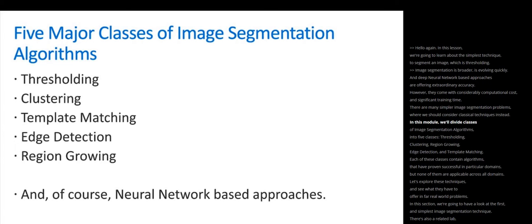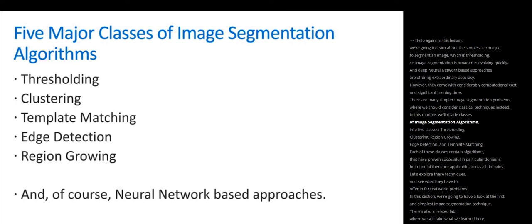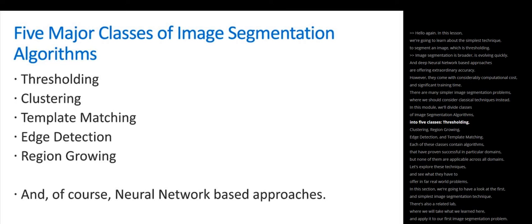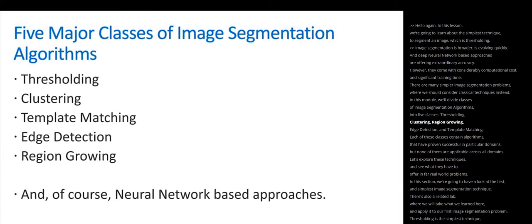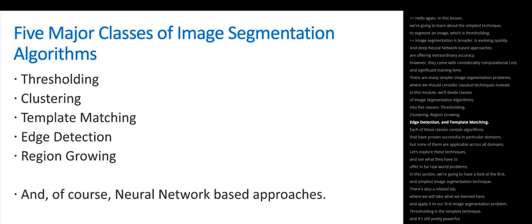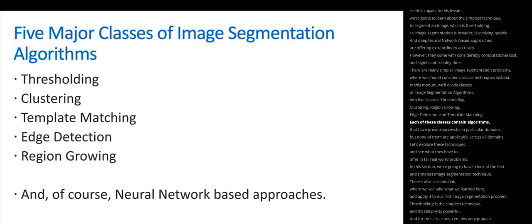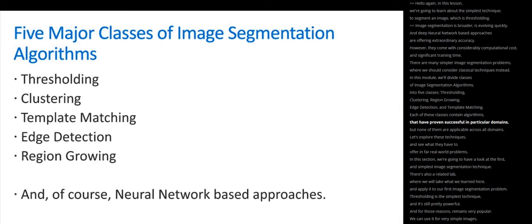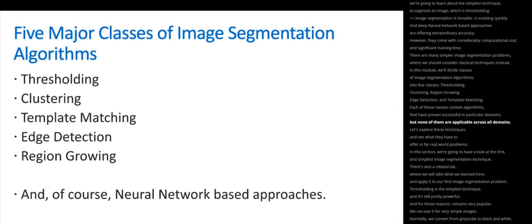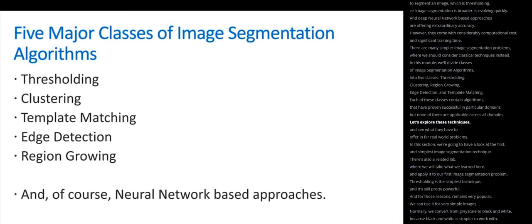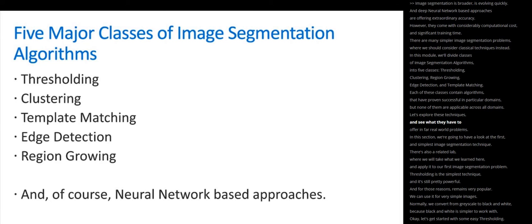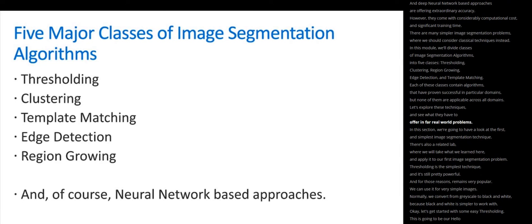In this module, we'll divide classical image segmentation algorithms into 5 classes: thresholding, clustering, region growing, edge detection, and template matching. Each of these classes contain algorithms that have proven successful in particular domains, but none of them are applicable across all domains. Let's explore these techniques and see what they have to offer for real-world problems.